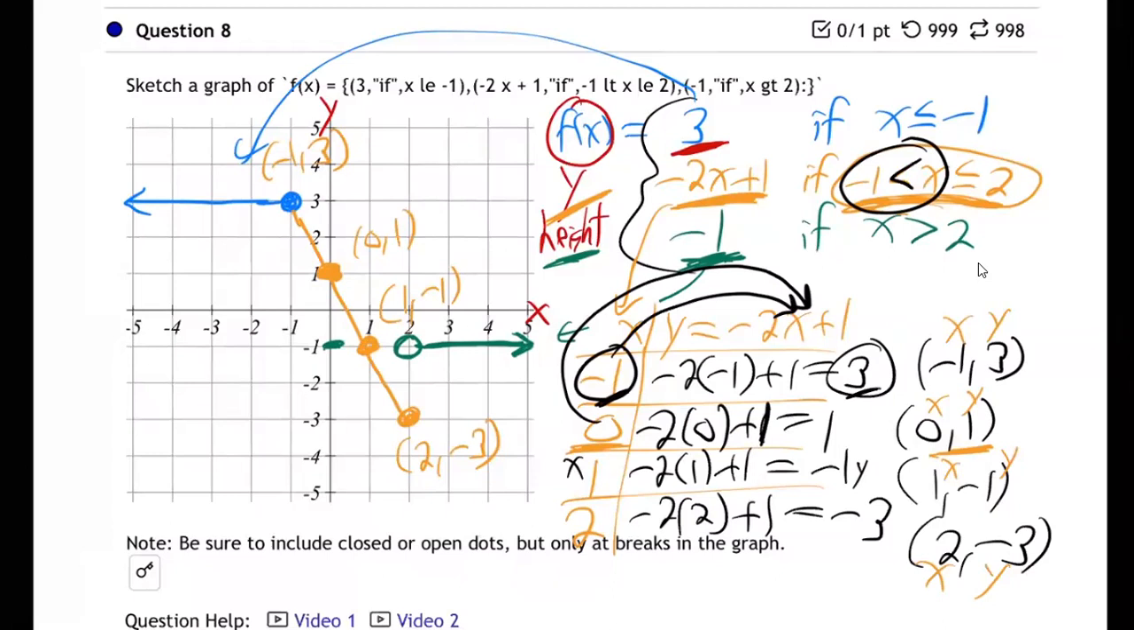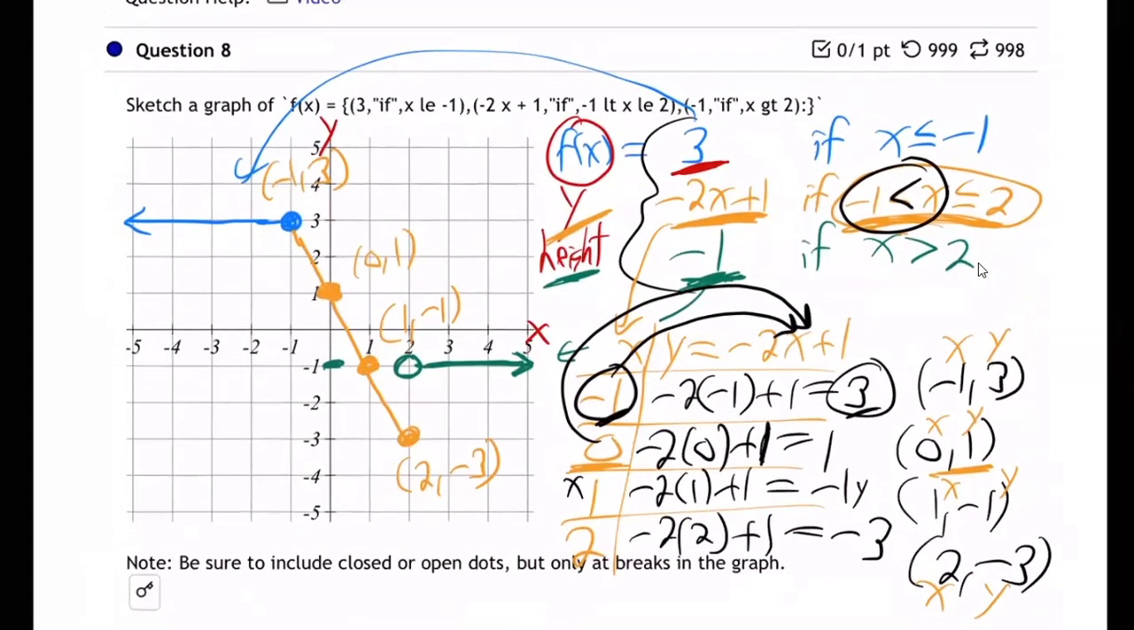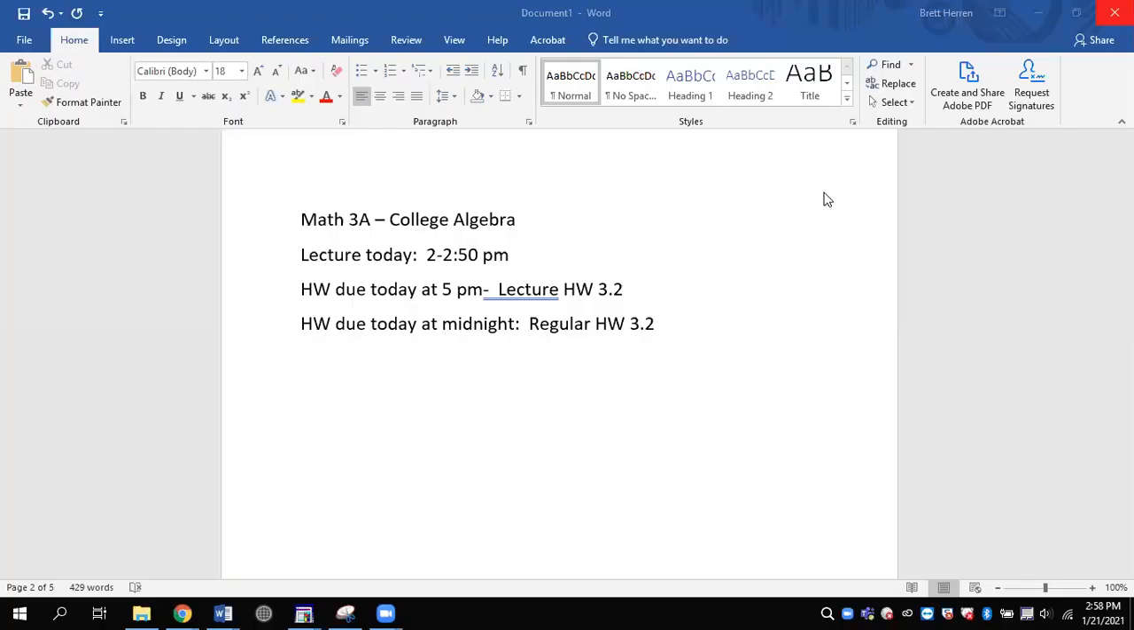So the only open dot on the screen is that one. That's the only open dot. All the rest are solid dots. That's the answer for that one. Now let me show you. A lot of people have trouble with this one on the screen. Let me actually do it for you on my screen.